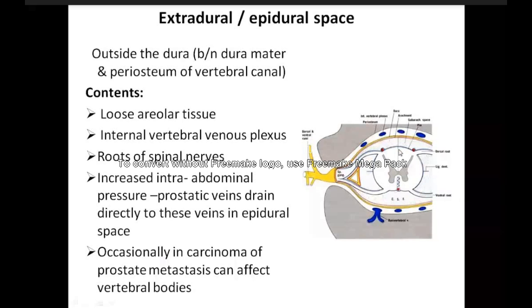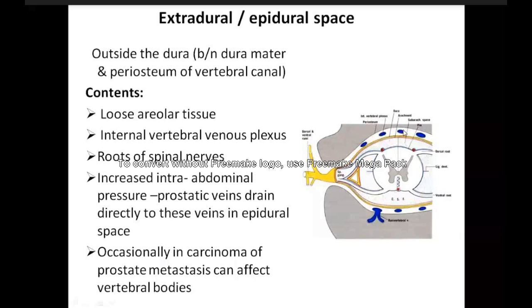Now this is arachnoid, and the outermost, again the yellow color line, is the dura mater. In between the arachnoid and dura mater also there is a space. Now this is the dura mater, and this is the bone, the vertebral canal. Between the dura and the vertebra there is again a space. So there are three spaces.